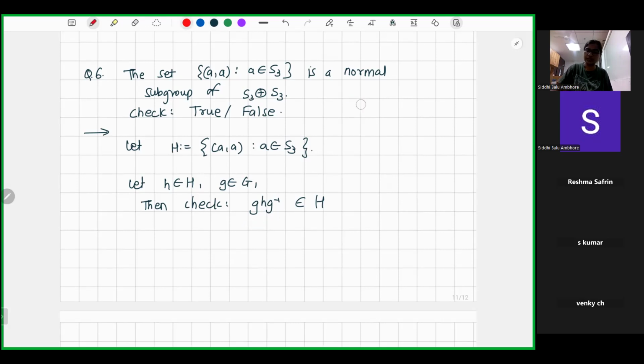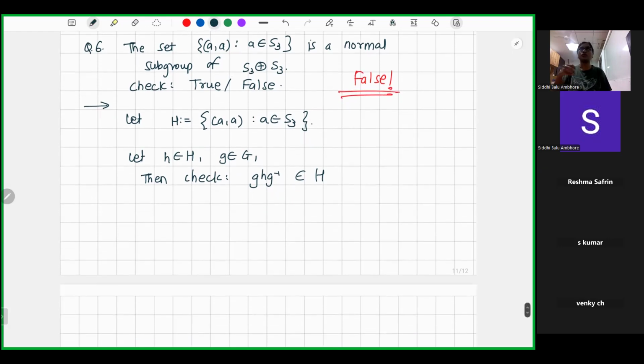Let me just write this. This is false. This is not true. Now we have to find the counter example. Give me some element from G and H such that this will not hold. The G H G inverse will not be in H. Okay, so let me give you these elements.